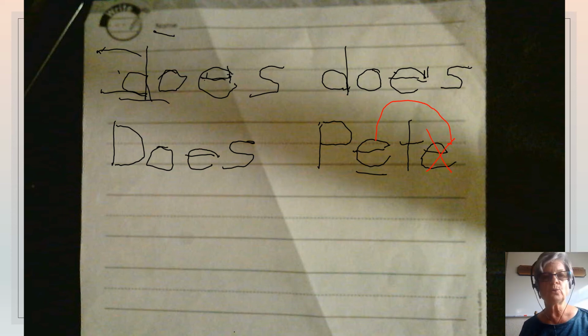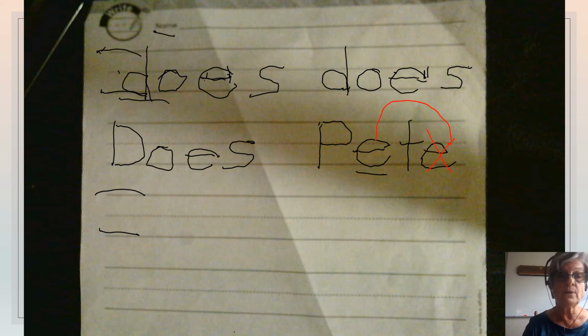I want to write the word want, but I ran out of room next to the word Pete. So I write it in the next line here. Now I want to write the word want. I know how to write want because that's one of our words that we practice. It begins with a lowercase w. Then it goes a lowercase a.